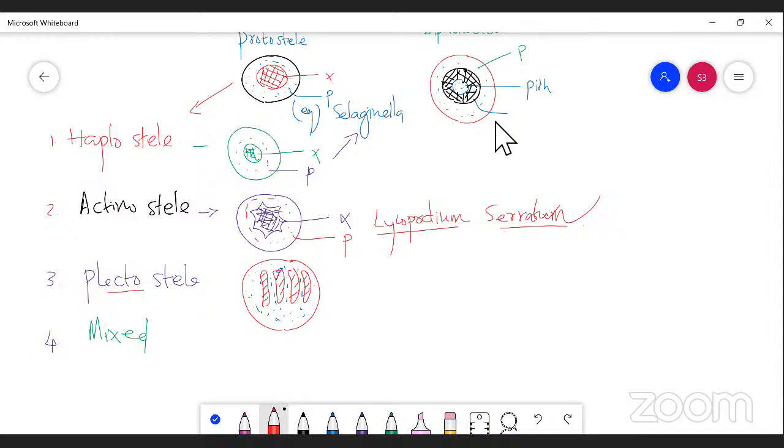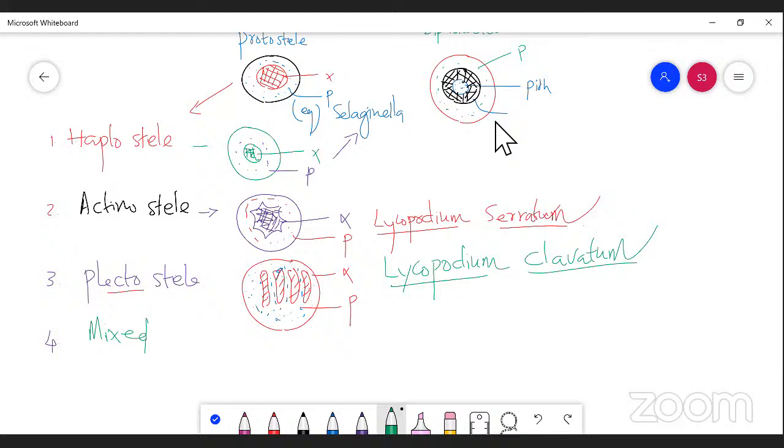This plectostele is observed, as I mentioned, as labelled here. This is the xylem, and this is the phloem. And these are plate-like structures of xylem. The phloem are observed. It is Lycopodium clavatum. This is one of the pteridophytic members in which you can see plectostele.